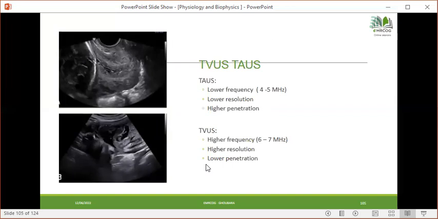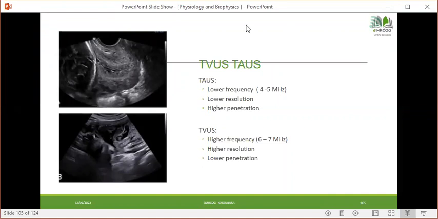Okay, this is the difference between transvaginal and transabdominal ultrasound in terms of frequency, resolution, and penetration. And please concentrate with me because this question is very easy and I still don't know why candidates answer it incorrectly. We have two probes, mainly in our practice. There are several kinds of probes, but only two are usually used in gynecological and obstetric practice, which is transvaginal, of course, and the transabdominal.